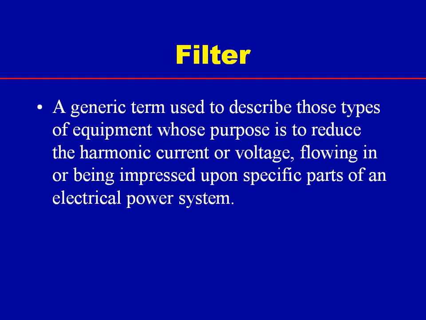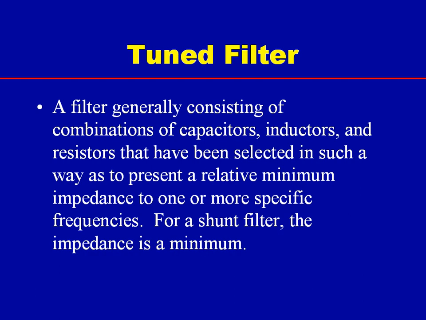A filter is a generic term used to describe equipment used to reduce harmonic current or voltage. A tuned filter generally consists of capacitors, inductors, and resistors in a combination that creates a minimum impedance for one or more frequencies. The minimum impedance creates a path of least resistance for the harmonic current to flow and to be trapped out of the network.